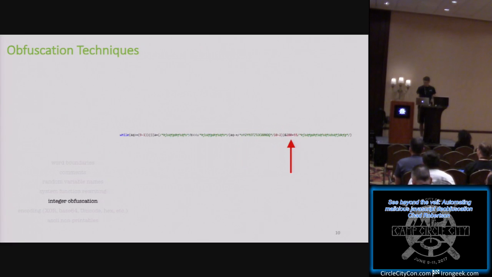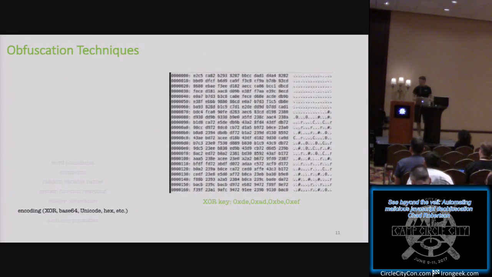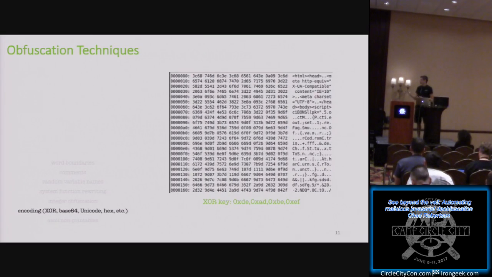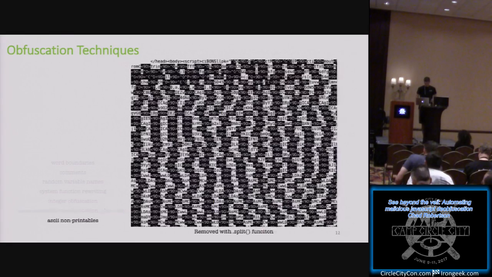Then integer obfuscation: instead of 255 or base 64, numbers like that where you can look at it and say, well, that's base 64, you do the math in the background. If you just do integer math, it makes it harder to see that. Then XOR encoding, and all different kinds of encoding. Base 64 we already talked about. Unicode, changing characters in Unicode, flipping things to hex, XOR. This is just a random string; it's an HTML document that I XORed with a rotating deadbeef key. So that's what that looks like.